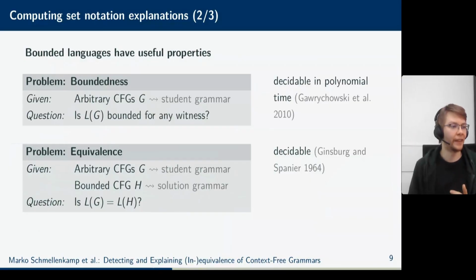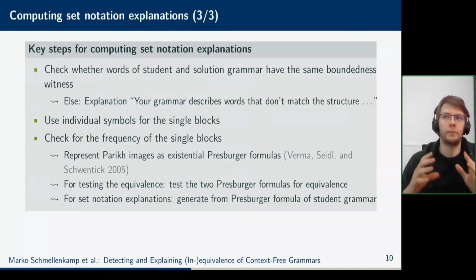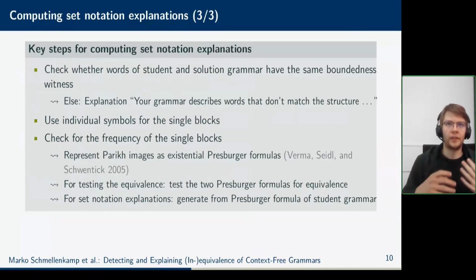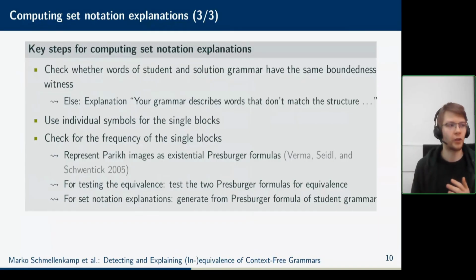But yeah, that's a very nice property, because that enables us to use this kind of algorithm as sketched here on the slide. To provide such feedback, first we check whether the student submission is bounded by the same witness as the solution. So whether they have the same structure, whether all words have the same structure. If that's not the case, we can tell the student directly: your grammar describes words that don't follow the structure.